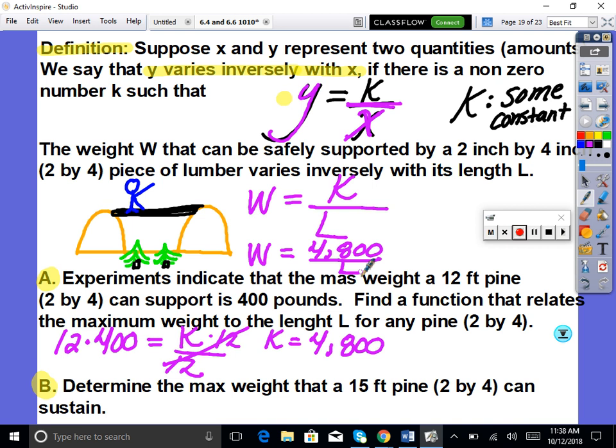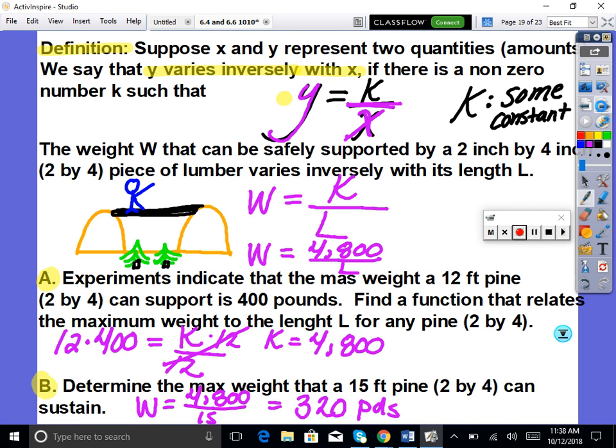Now it says, determine the max weight that a 15-foot pine can sustain. So then we just plug in 15 now there. So weight is equal to 4,800 divided by our length is 15. So now type that in, and our weight is 320 pounds. It's pretty easy as long as you know what you're setting up. It's really just knowing how to set it up, and then it's a plug and chug problem.